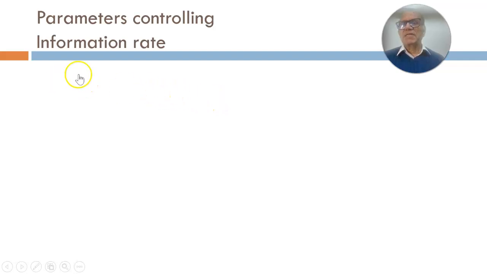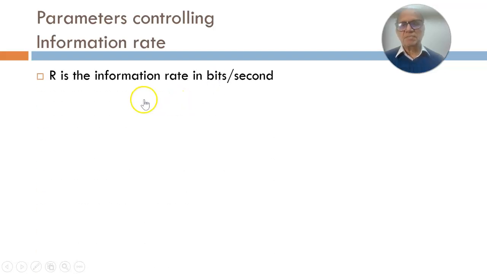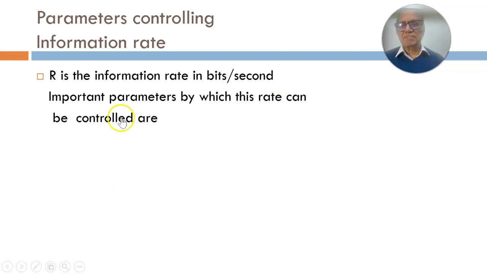Now, what are the parameters which can control the information rate? So there are a number of them. As we said, R is the information rate in bits per second, and these are the important parameters by which this rate can be controlled. We would like to increase this information rate as much as possible. So what are the resources available?